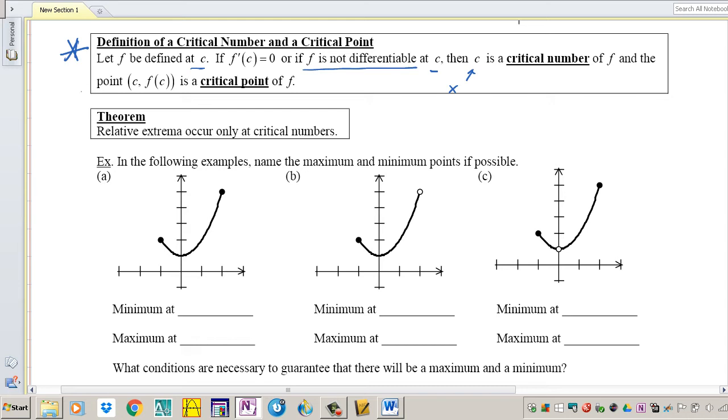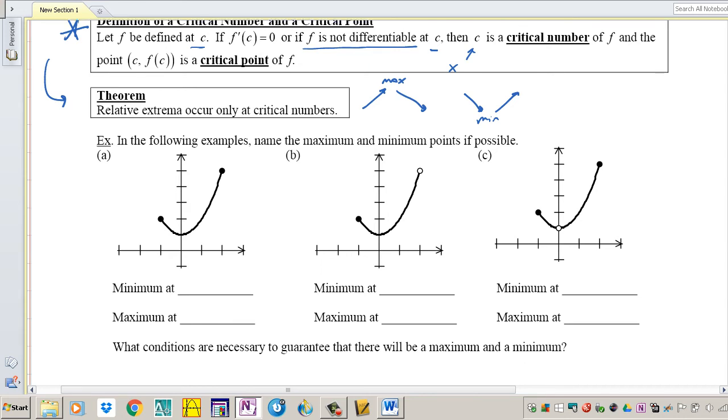The next part that we're going to be talking about is the theorem. It says here relative extrema only occur at critical points, at critical numbers. So we already know what a relative extrema is. A relative extrema is when you have a maximum and a minimum on some sort of interval. Okay, so for example, if the graph goes from up to down, I have a max. If the graph goes from down to up, I have a minimum. Okay, so let's go ahead and talk about max and mins before we get into critical points.